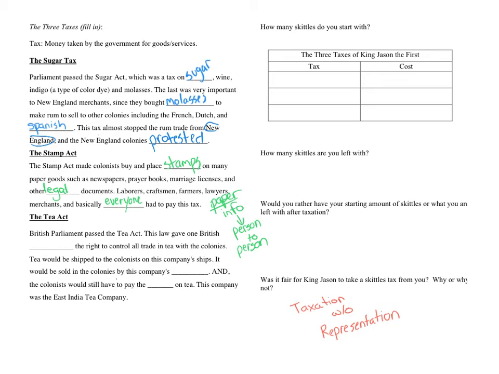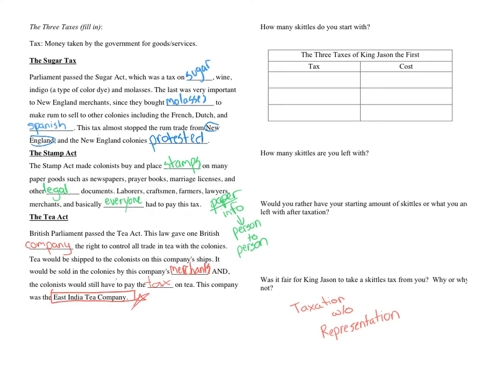Let's finish with the Tea Act. British Parliament passed the Tea Act. This law gave one British company the right to control all trade in tea with the colonies. Tea would be shipped to the colonists on this company's ships. It would be sold in the colonies by this company's merchants, and the colonists would still have to pay the tax on tea. This company was the East India Tea Company, and that is an important one to remember.